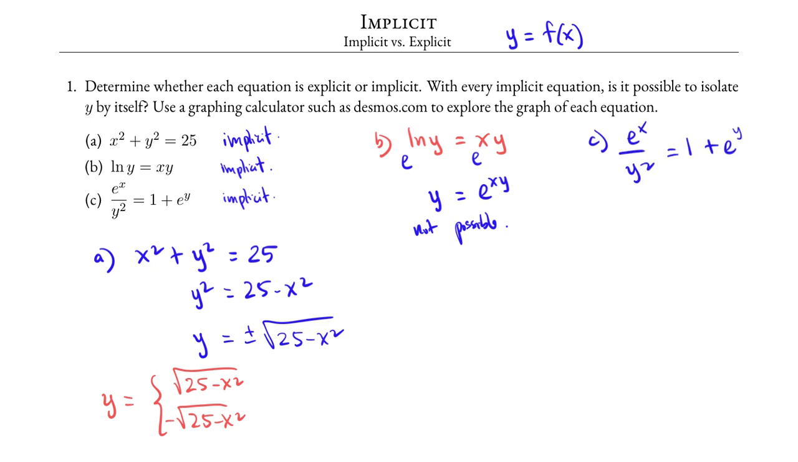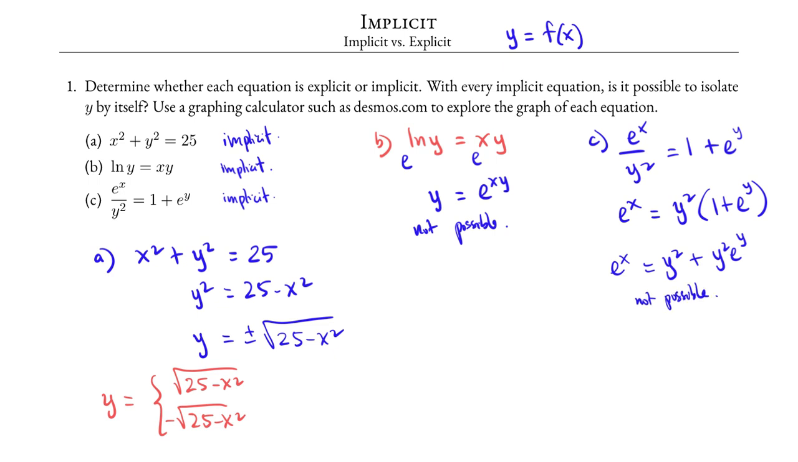For part C, e to the x over y squared equals 1 plus e to the y. We can rewrite this as e to the x equals y squared times 1 plus e to the y. But then this is e to the x equals y squared plus y squared e to the y. Notice that y squared is by itself already, but there is a y inside this parenthesis, and so it is not possible to isolate y in this case.